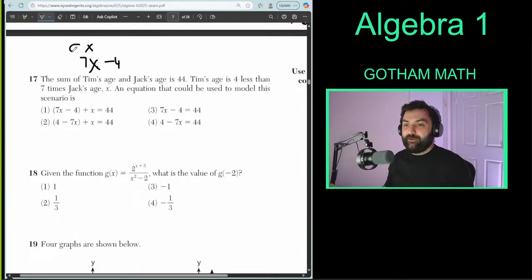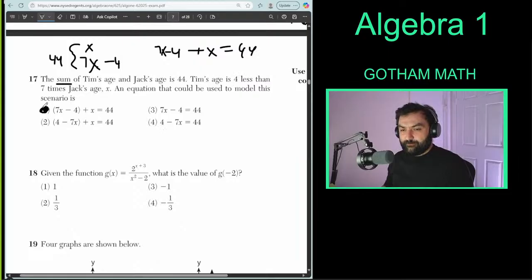And together, the sum, they use a lot of words like sum in this test, is 44. Sum means what? Add them. So it's going to be 7x minus 4 plus x equals 44. Which is it? It's 1. Easy.